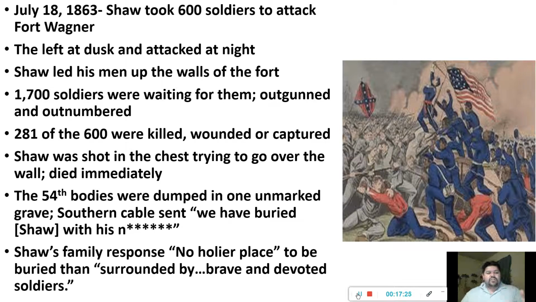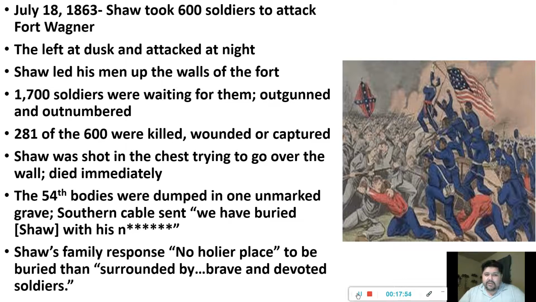They then run into 1,700 Confederate soldiers, and a lot of them are killed. The second group does come in, but they are immediately met by those 1,700 soldiers, and some of them do die, and they do fall back. 281 of those soldiers from the 54th Massachusetts are killed, wounded, or captured.